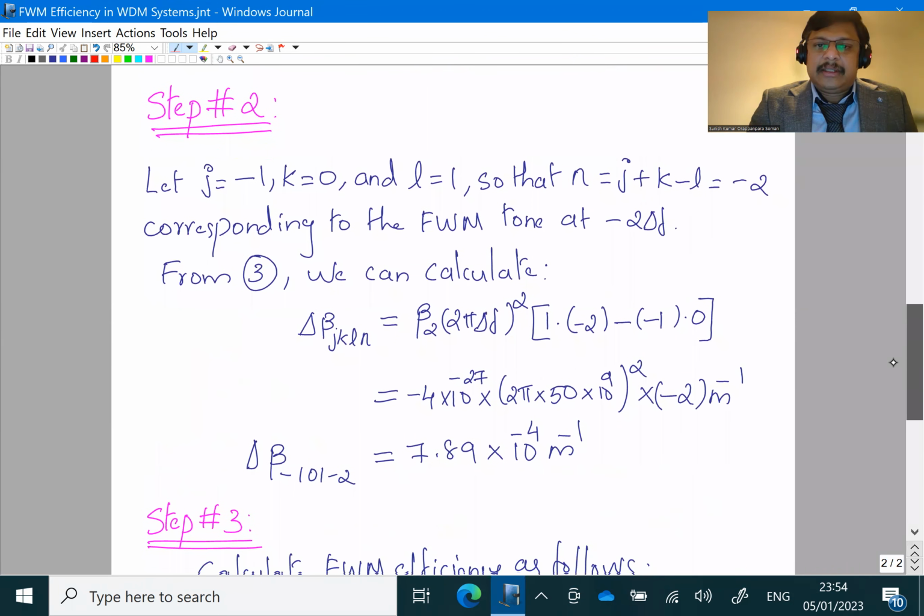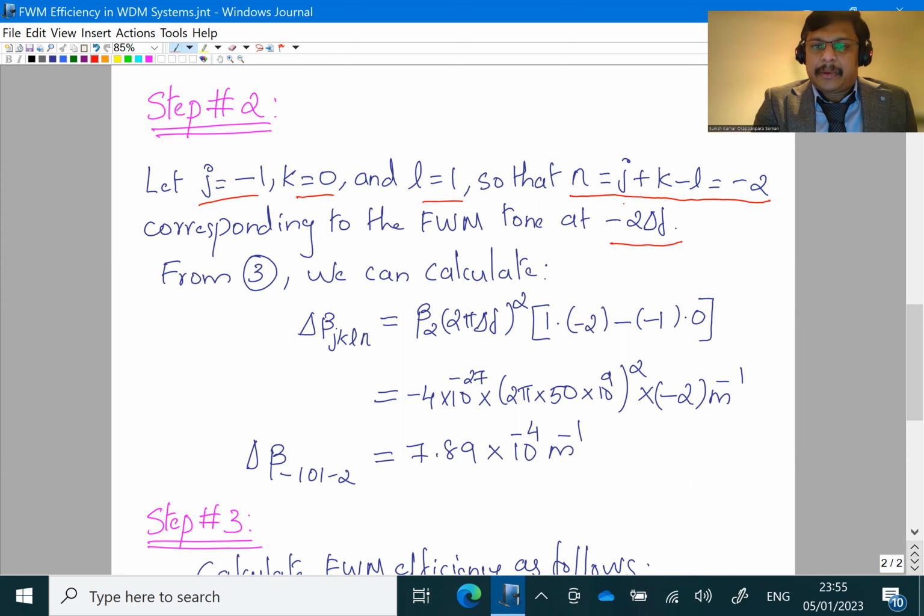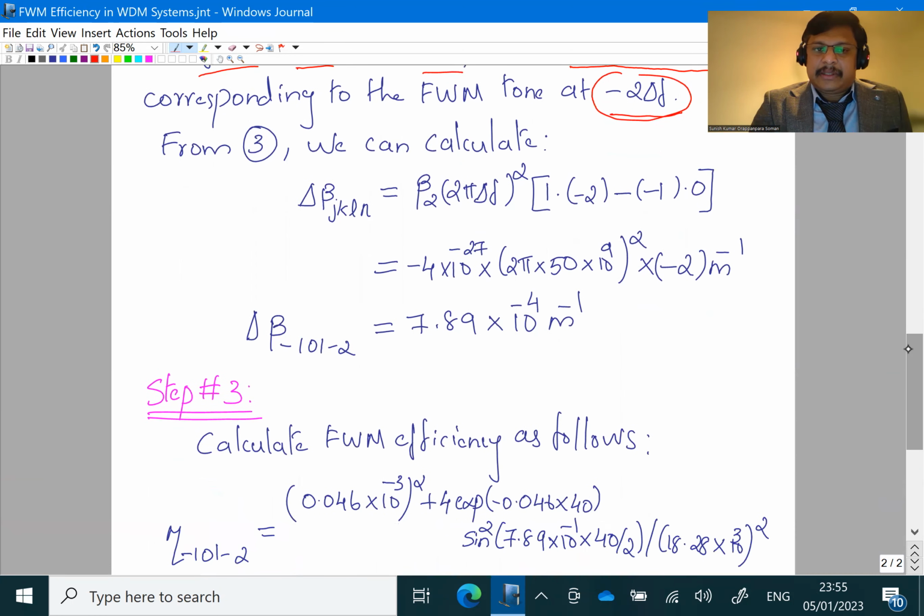In step 2, we try to compute the propagation constant. So here the question asks us to calculate the four-wave mixing efficiency at minus 2 delta F. So the corresponding indexes are J equal to minus 1, K equal to 0, and L equal to 1. So that N is equal to J plus K minus L, equal to minus 2. We will get a FWM product at minus 2 delta F. So by substituting these values in equation number 3, we can compute the propagation constant as 7.89 into 10 to the power minus 4 per meter.